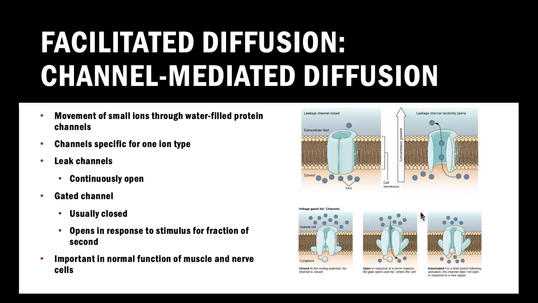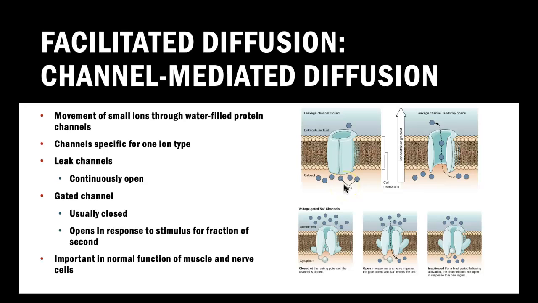So let's start off with our channel-mediated diffusion, our first type of facilitated diffusion. This is when we move small ions through a water-filled protein. So our channels here have to be specific for the ion type. We do have two different types of these channels. We have leakage channels, which you could see here just simply are going to move through.